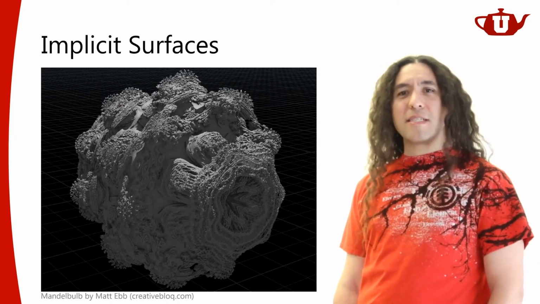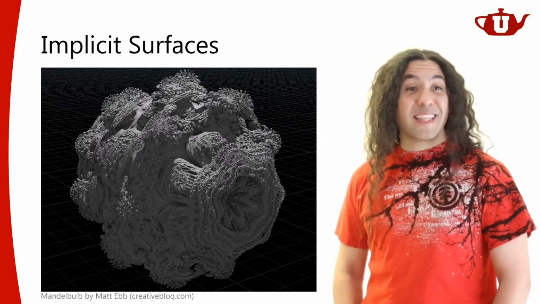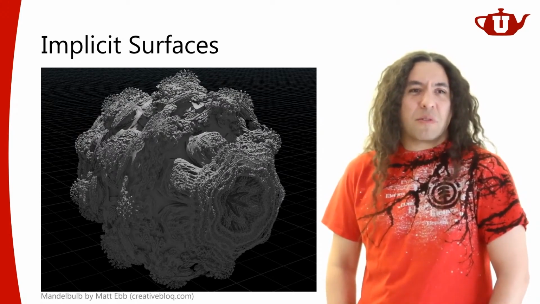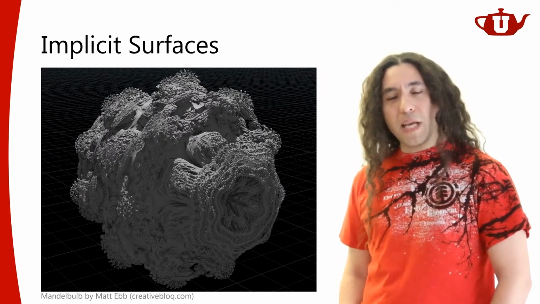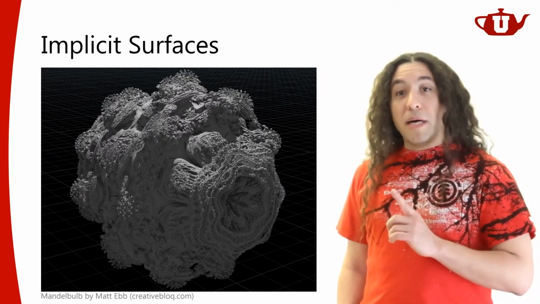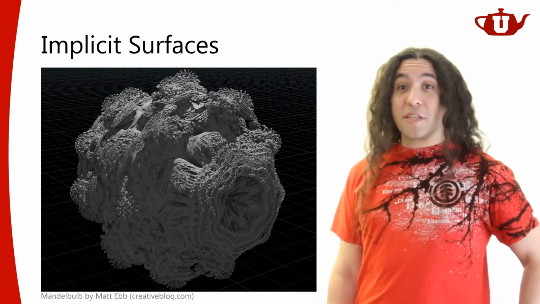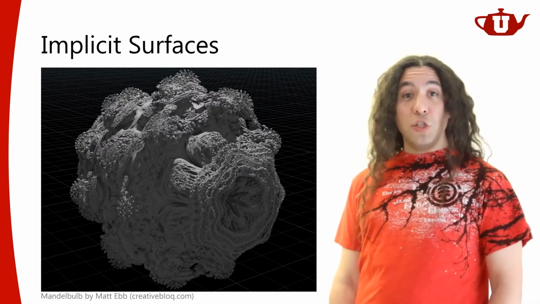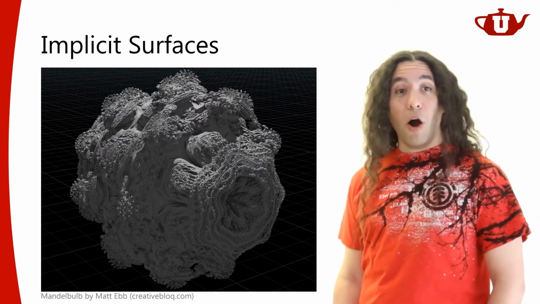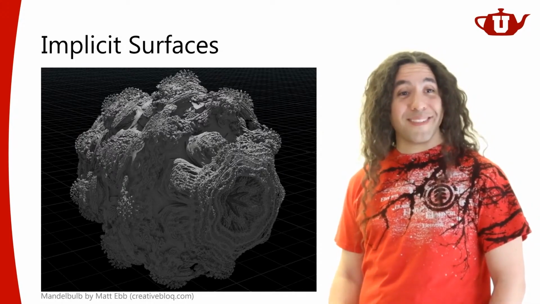So implicit surfaces. A lot of people think that they're not very popular. They're not really used all that often. And to some extent, they're correct. But to some extent, there are some implicit surfaces that we do use very, very often. Can you think of an example?